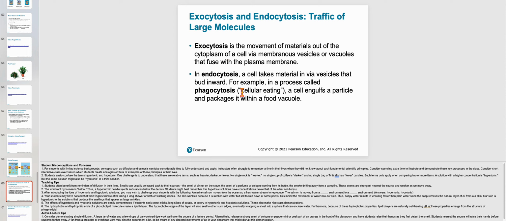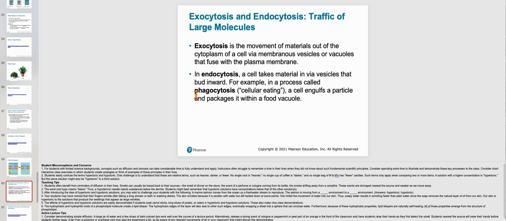Okay, then we have these last two terms here. We have exocytosis, that is when we're spitting things out of the cell. So exocytosis spits things out of the cell. Then we have endocytosis, which is when we take things into the cell. So they're just opposites. Exocytosis removes things from the cell. Endocytosis brings things into the cell.